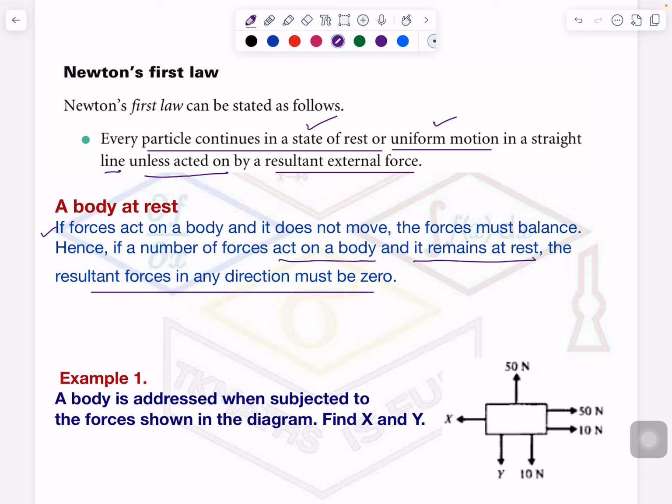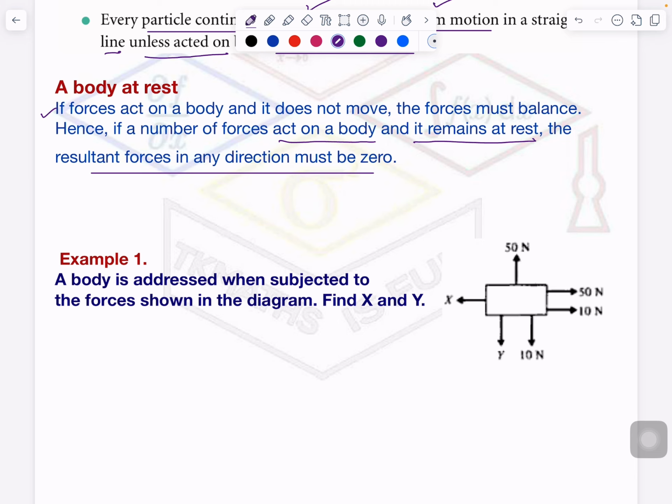So what does this mean? Let's understand it with the help of this question. You can consider that this is a block, and all the forces acting on it are shown with the help of arrows. We have to find the values of x and y, and what is given here is that the body is at rest. Now if you see here, there is an upward 50 Newton, and downward there are two forces, y and 10 Newton. The body is not moving vertically.